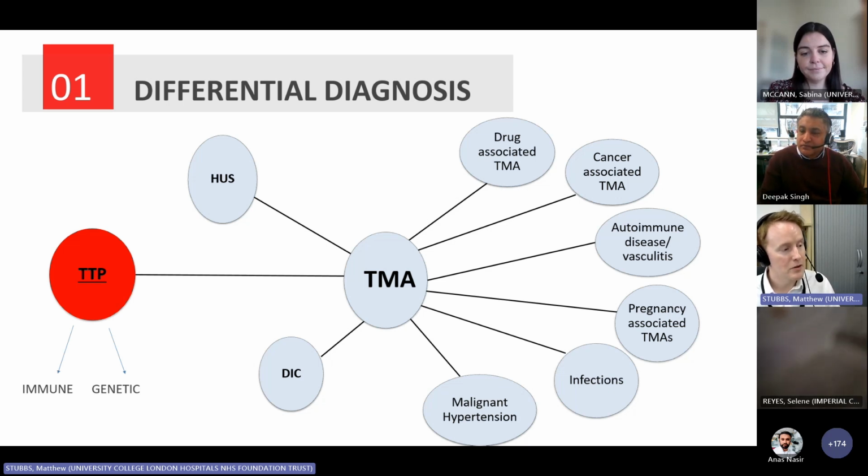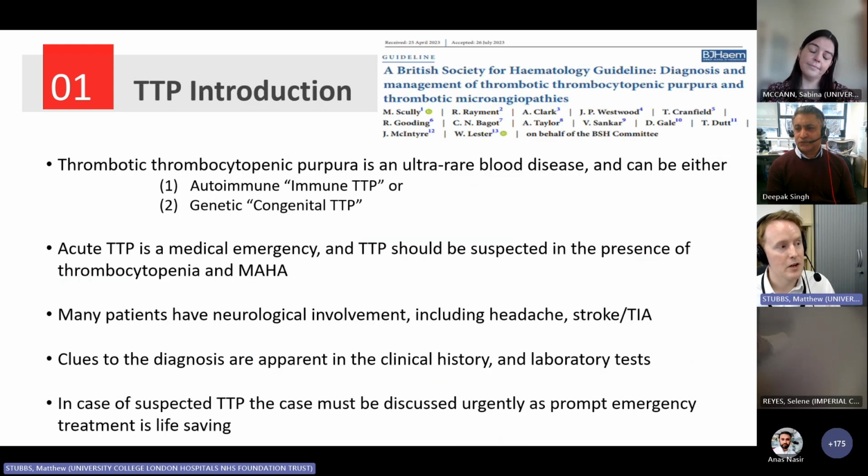But when we focus back on TTP, at this point I'll highlight that there are two main subtypes of TTP. Immune TTP, which is an autoimmune process driven by autoantibodies, and secondly, a genetic form, hereditary TTP. And we'll talk about those again over the coming slides with the pathophysiology and how these are different.